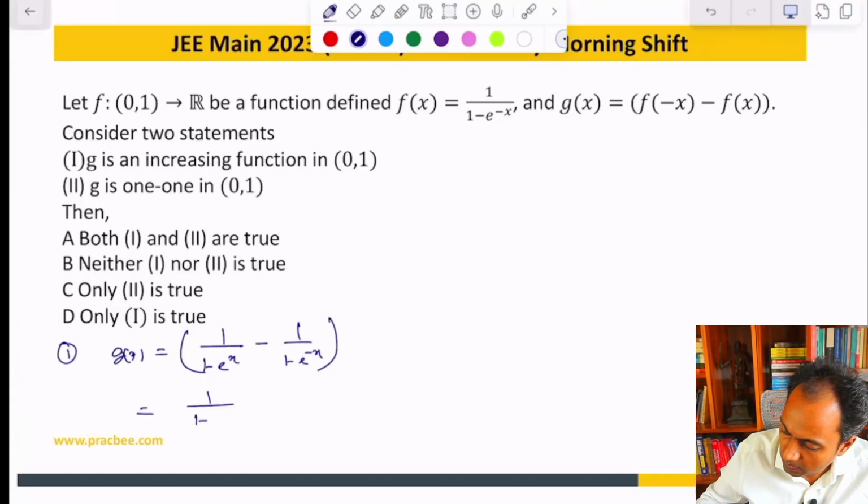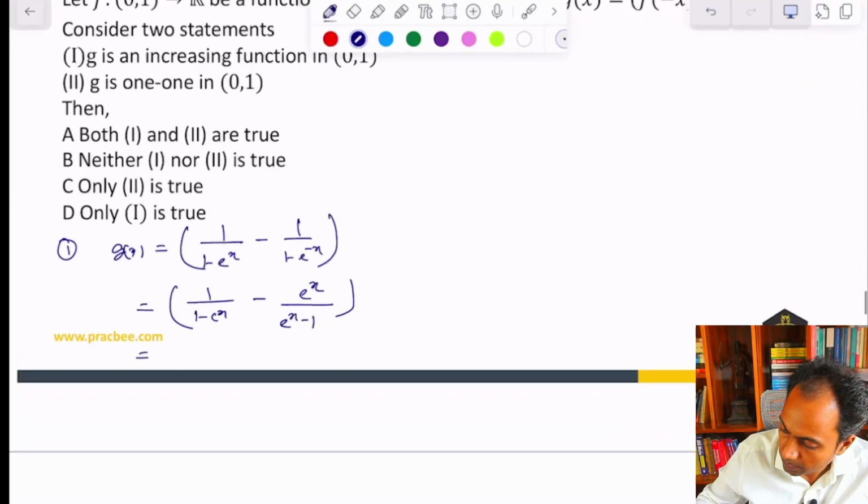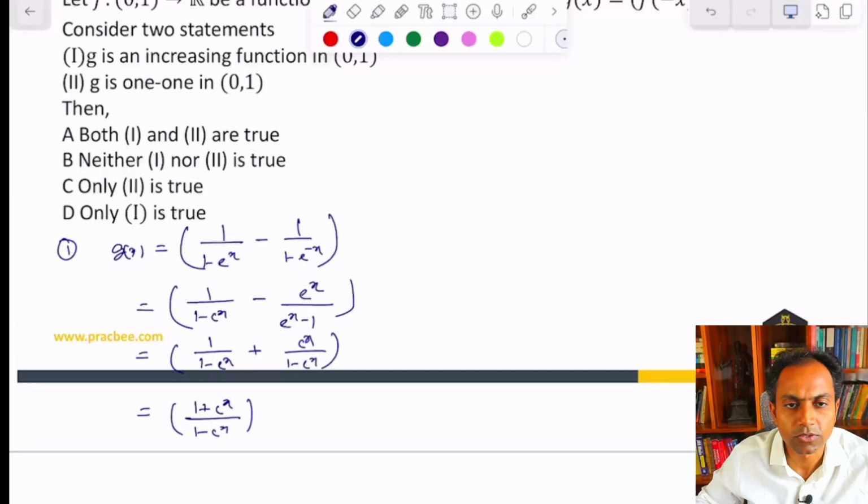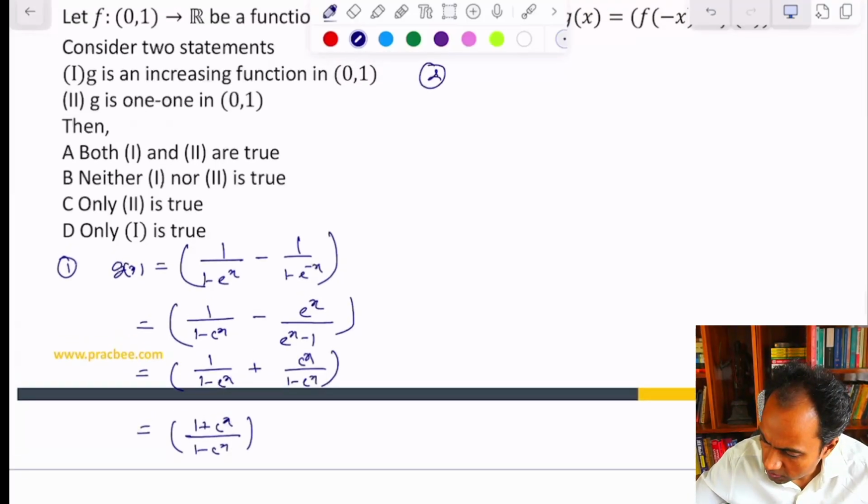That becomes 1 upon 1 minus e raised to the power x. This is e raised to the power x, e raised to the power x minus 1. So 1 upon 1 minus e raised to the power x plus e raised to the power x by 1 minus e raised to the power x. If I simplify it down, it comes out to be 1 plus e raised to the power x by 1 minus e raised to the power x. This is what we have got. Now we have to analyze this function. To talk about increasing, decreasing, we will have to differentiate this. So in the second part, we can differentiate this. So differentiation of the numerator becomes e raised to the power x.